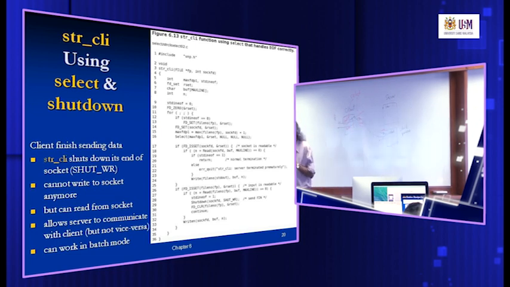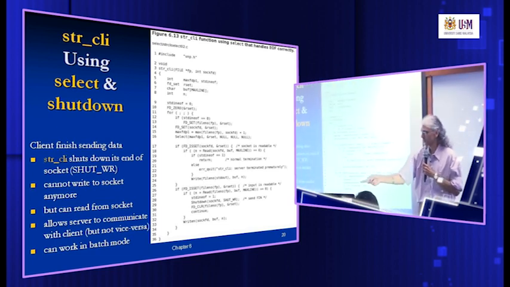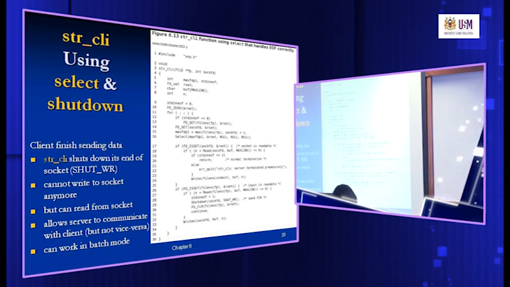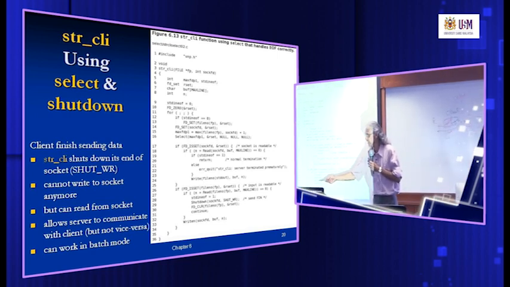All right, so we set this, and then we shut down the socket. We shut down for writing. That means we shut down one side of the socket. We're not going to send anything, but we're going to continue receiving data from the server. And now we're going to clear the descriptor in the RSET, the descriptor which is monitoring the standard input.